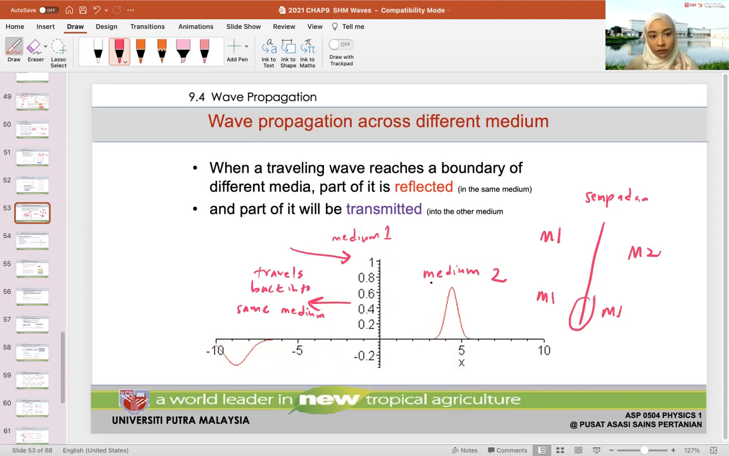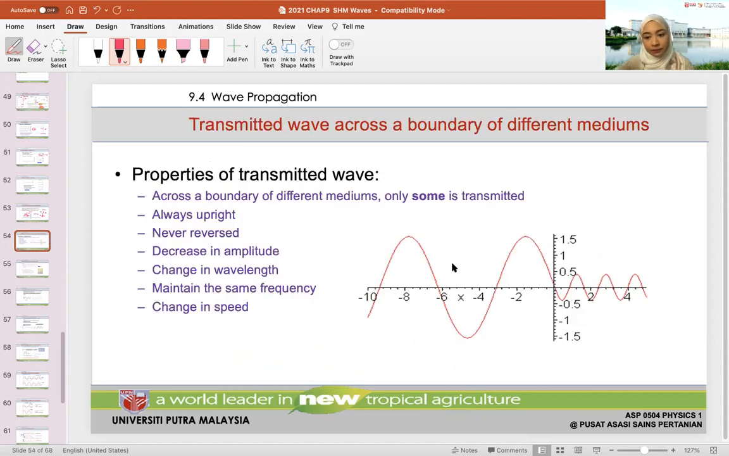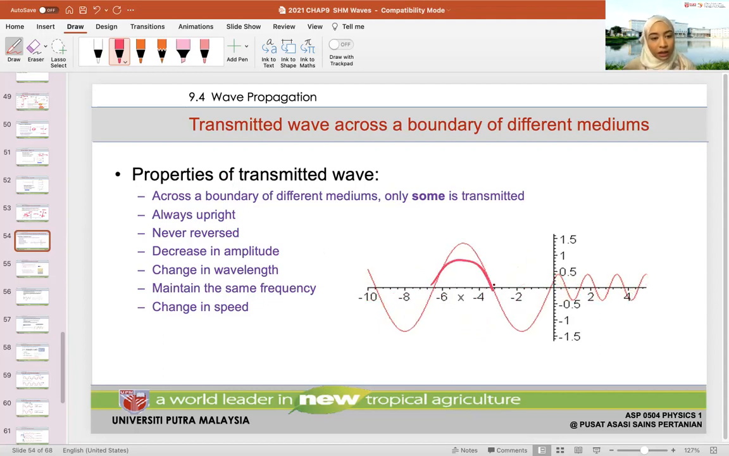So it has to have different properties. So when you have different properties, two things can happen. Either reflection or transmission. Reflection kita dah cakap tadi, string to fix ataupun string to non-fix, and then transmission, we will discuss. So for transmission, it is across a boundary of different mediums, only some is transmitted. It is always upright. It follows the same shape as the incident pulse ataupun incident wave.